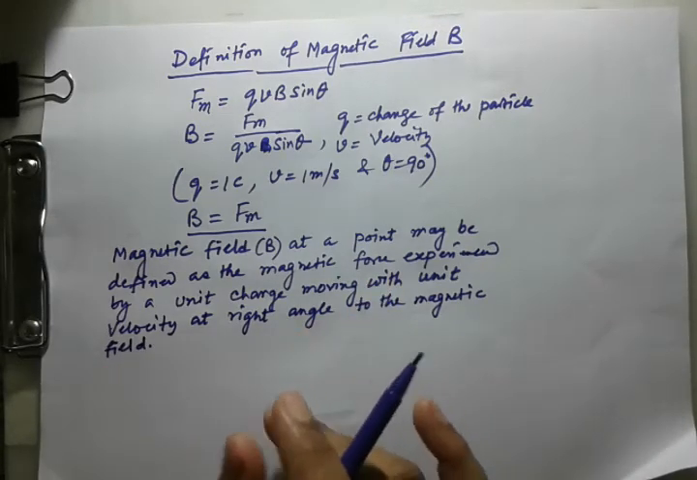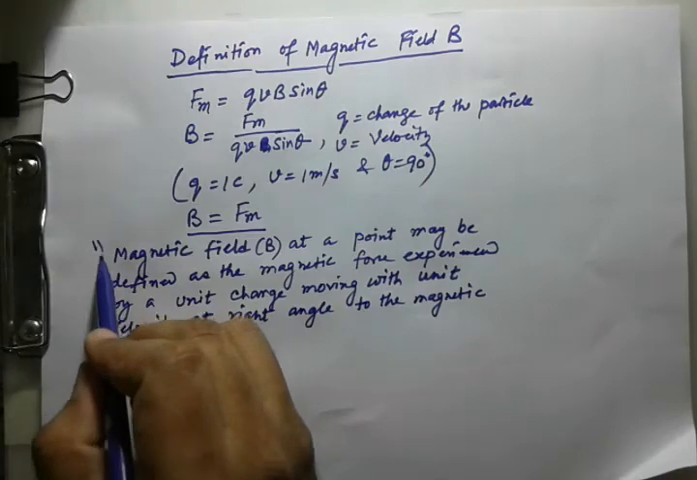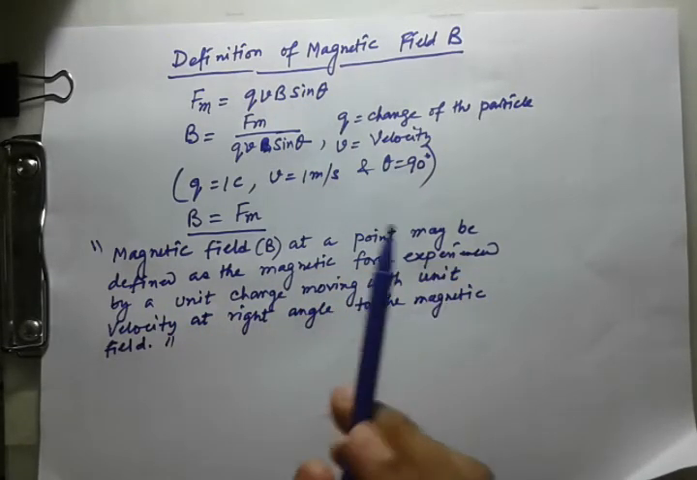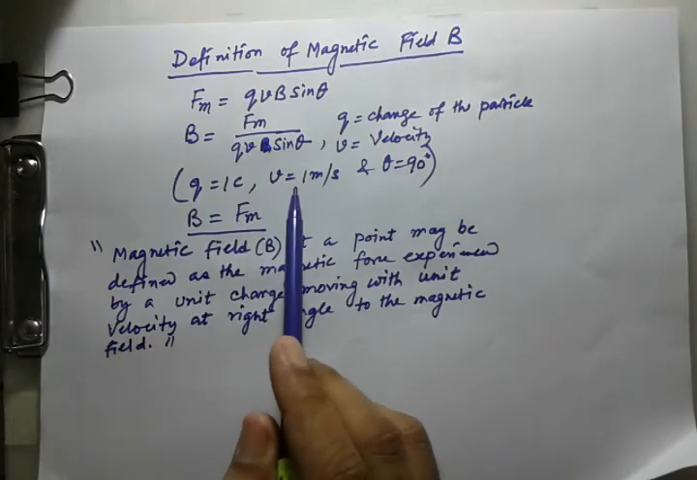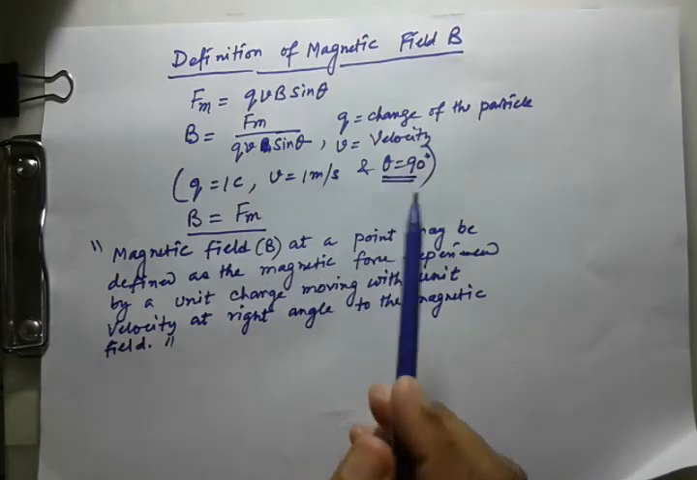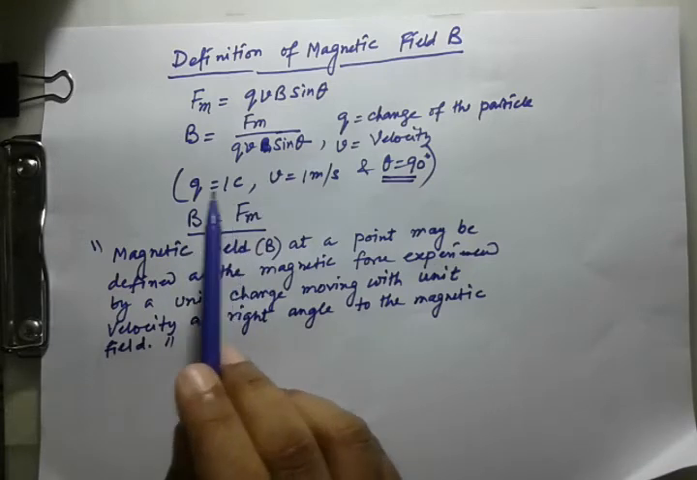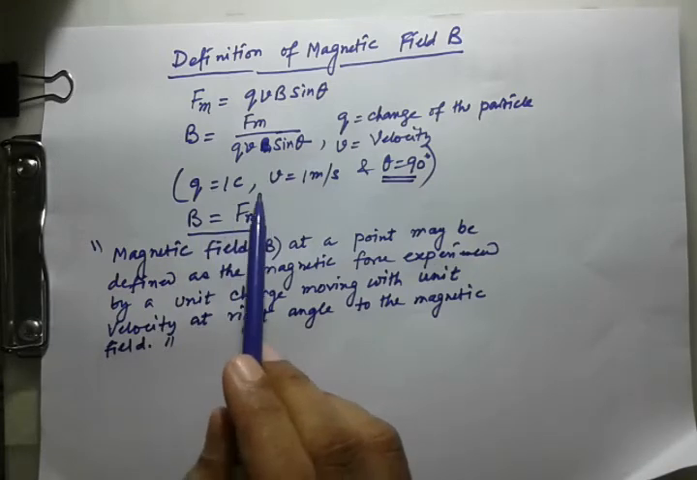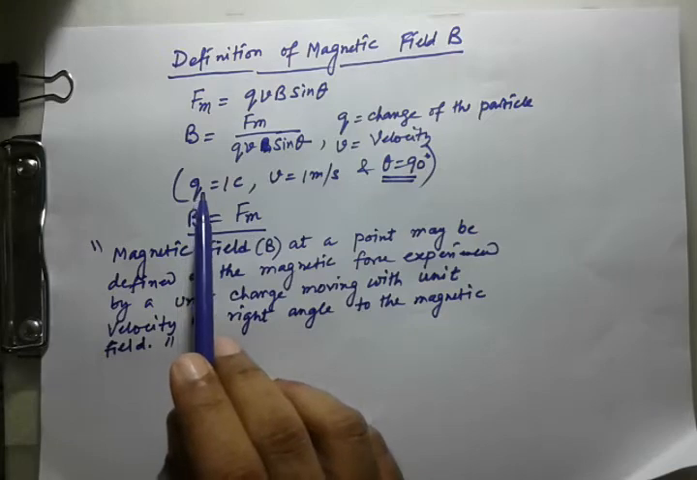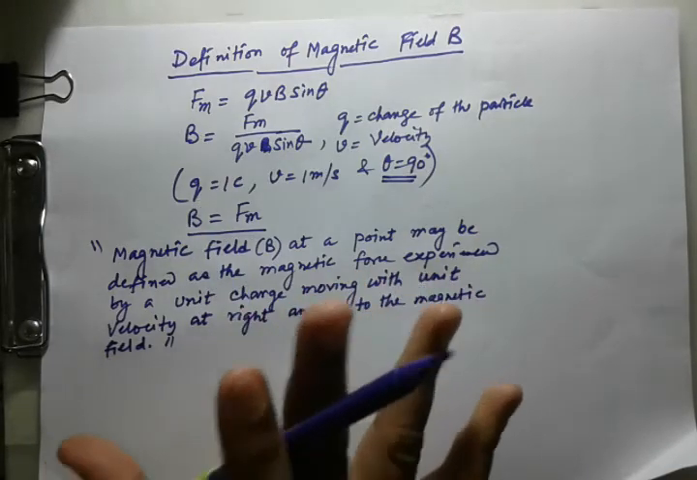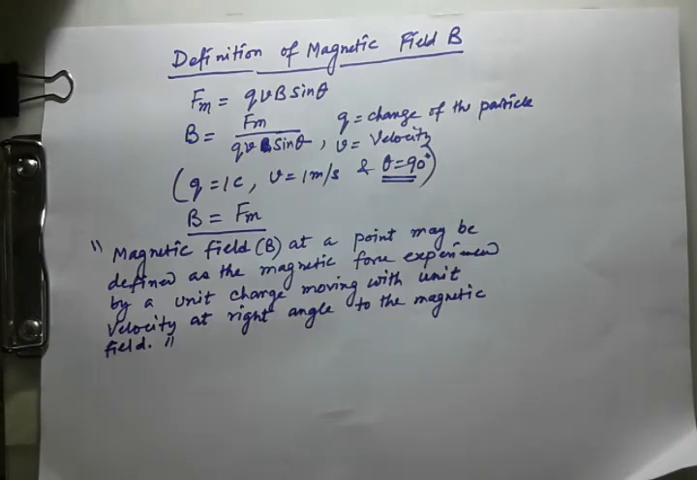So that is the formula, and that is the definition of the magnetic field. You can write: when Q is 1 coulomb, velocity is 1 meter per second, and theta is equal to 90 degrees, then the magnetic field will be equal to the force, or the force experienced by the charged particle will be equal to the magnetic field. That is the kind of definition we can write for the magnetic field.